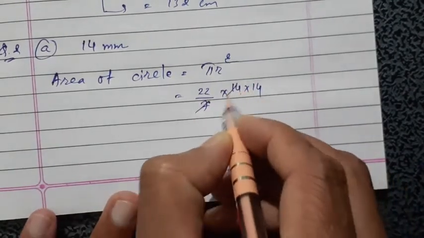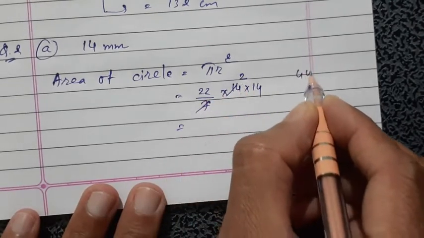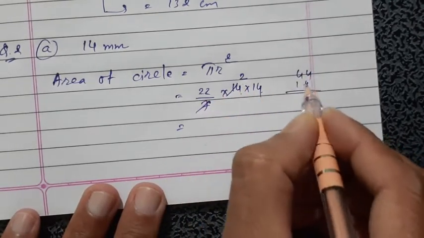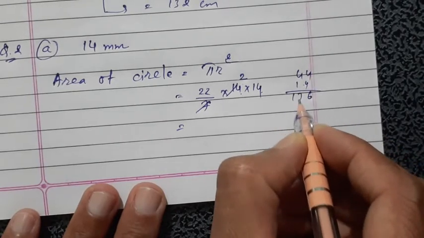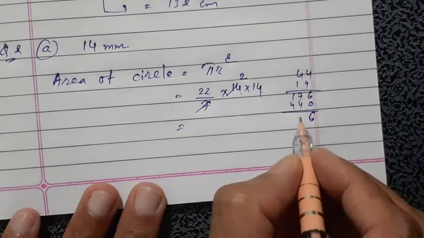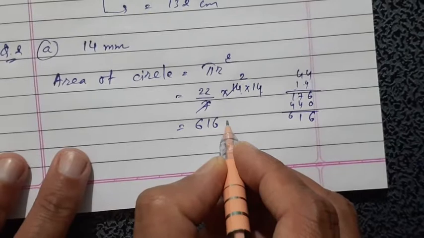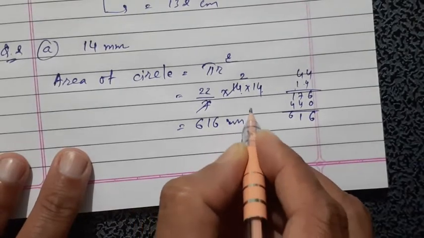Now 7 2s are 14, so 22 2s are 44, into 14. Multiply: 4 4s are 16, 4 1s are 4, so 616 millimeter square.